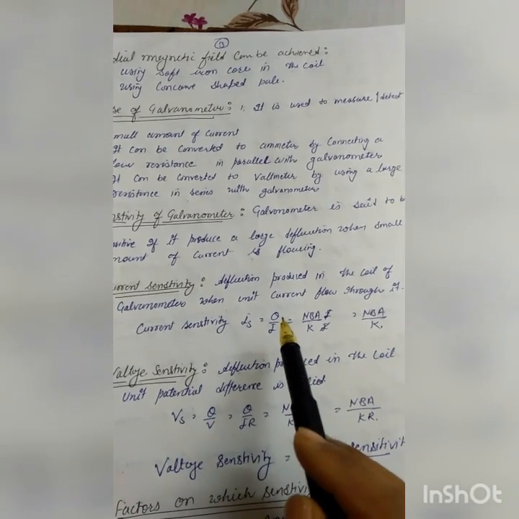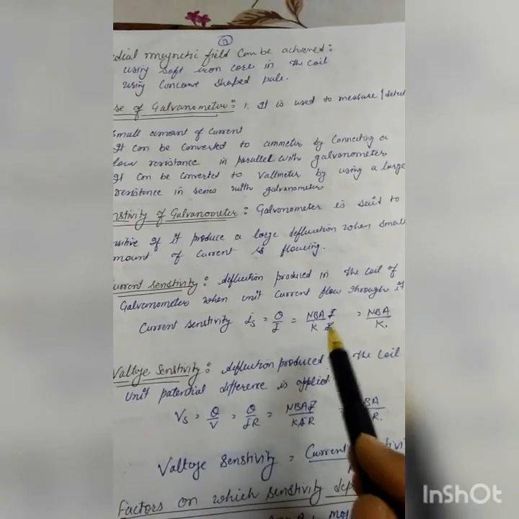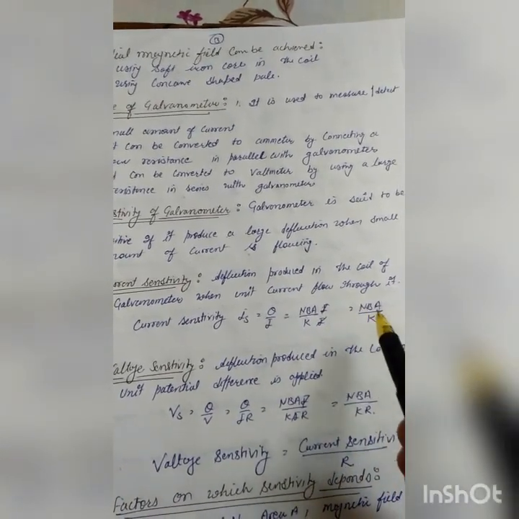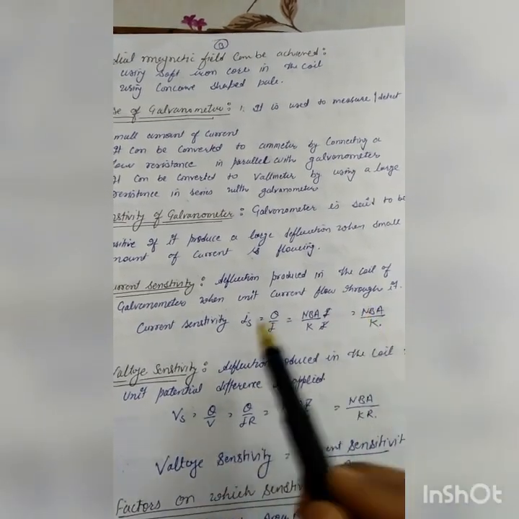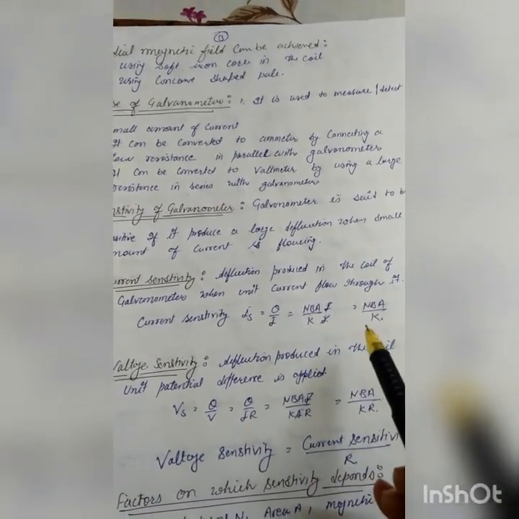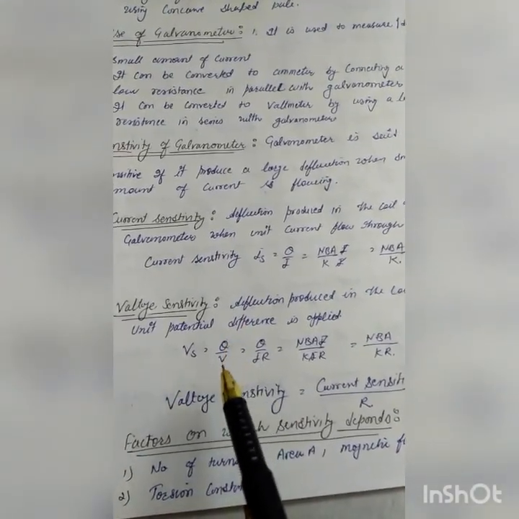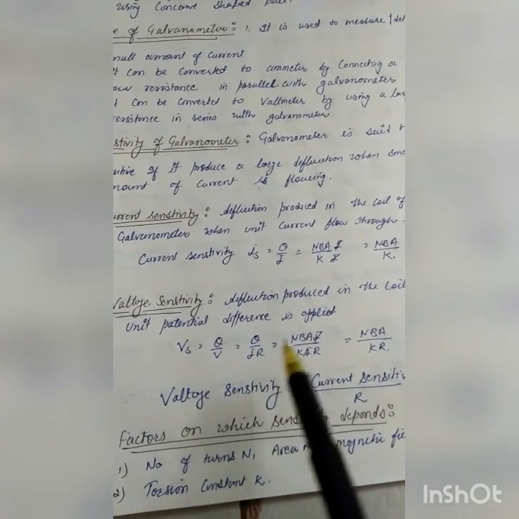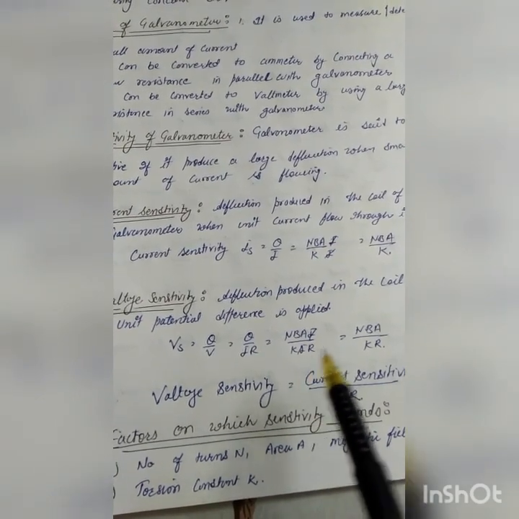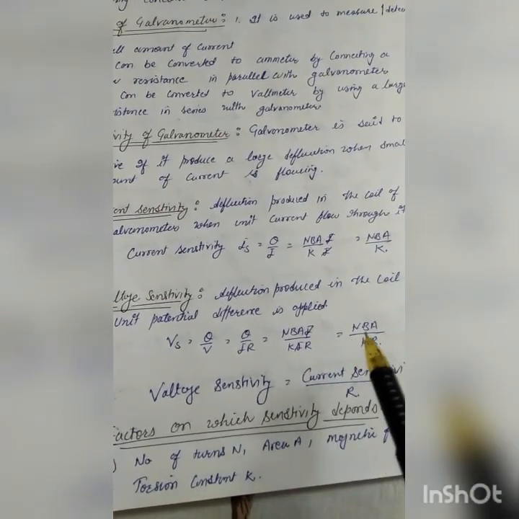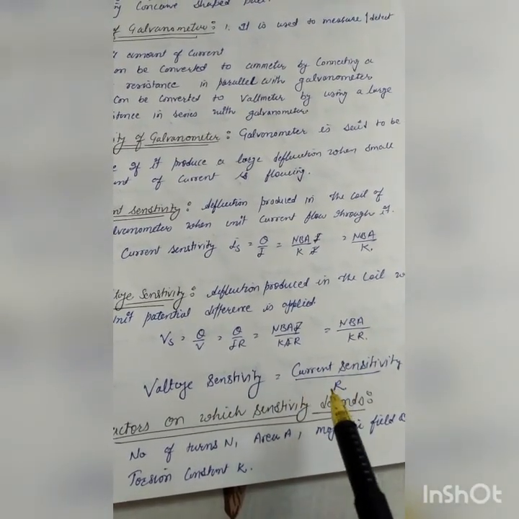As we know, theta is equal to NBAI upon K. Dividing by I, the I cancels out, and we get NBA upon K. Means current sensitivity depends on the number of turns, the magnetic field, the area, and K, the torsional constant. Next is the voltage sensitivity, deflection produced per unit voltage: theta upon IR. Putting the value of theta, we get NBAI upon KIR. I and I cancel out. We get NBA upon KR. So voltage sensitivity is equal to current sensitivity upon R.